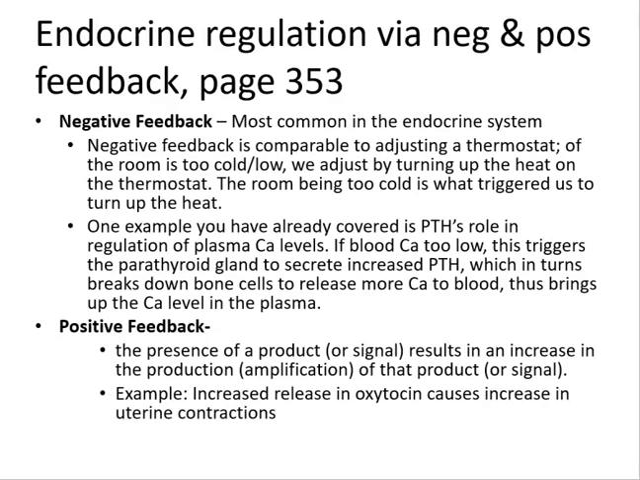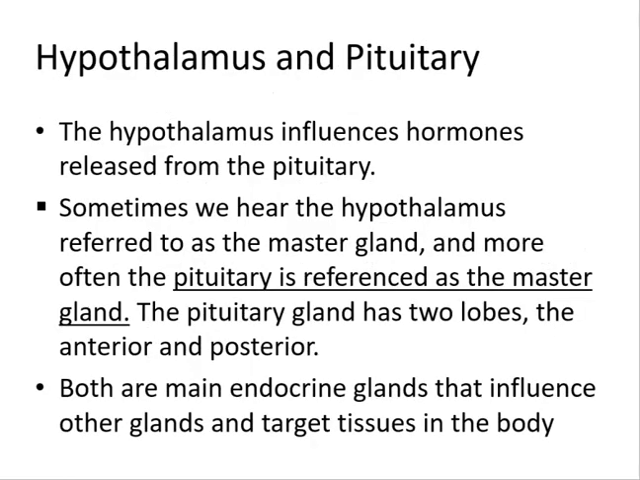Now let's look at the positive feedback system. The presence of a product or signal results in the increase in production or amplification of that product or signal. So let's look at an example now, and our example would be when a woman goes into labor. You have an increased release of oxytocin, which causes an increase in uterine contractions. So that's positive feedback.